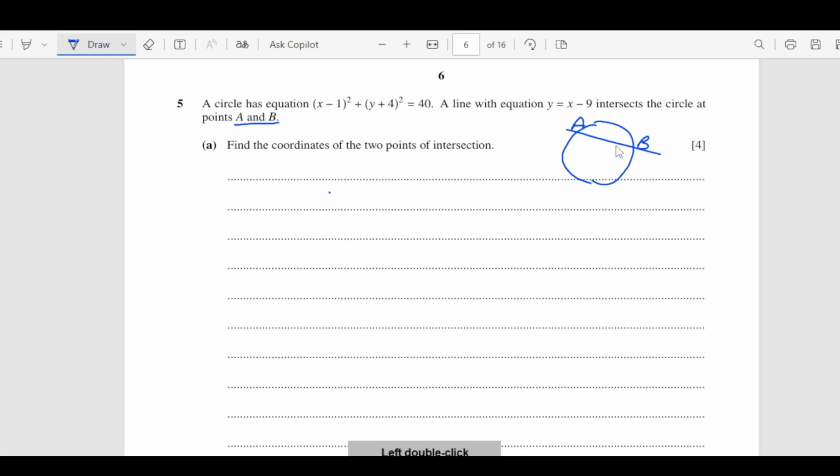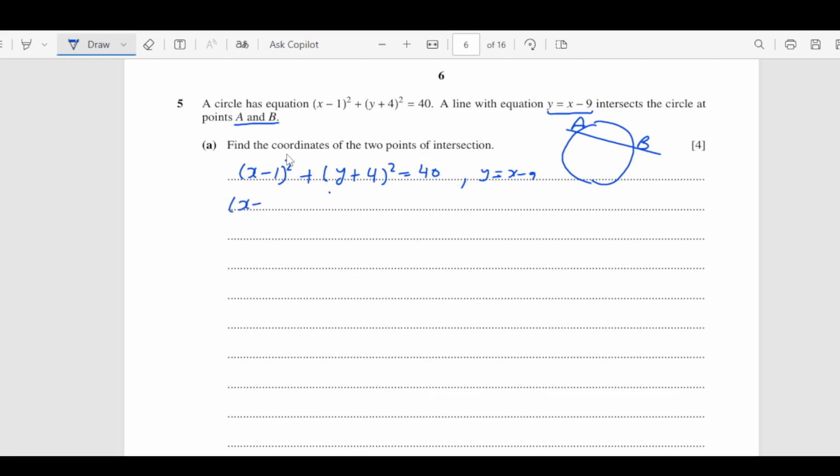So we are just going to put the value of y from here into the equation of the circle. So let me rewrite this equation of the circle, which is (x minus 1) squared plus (y plus 4) squared equals 40, and we have here y is equal to x minus 9. So let's substitute that value here.